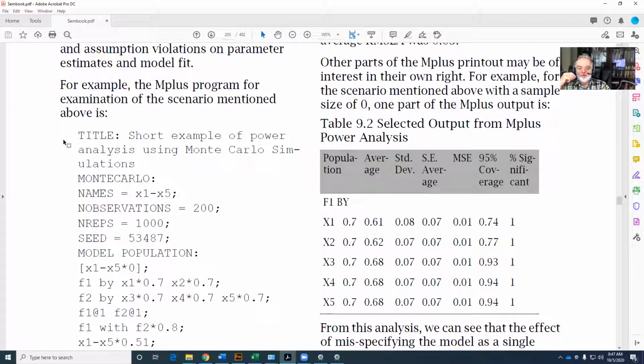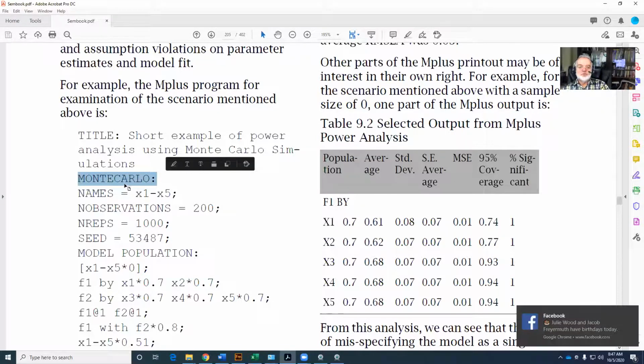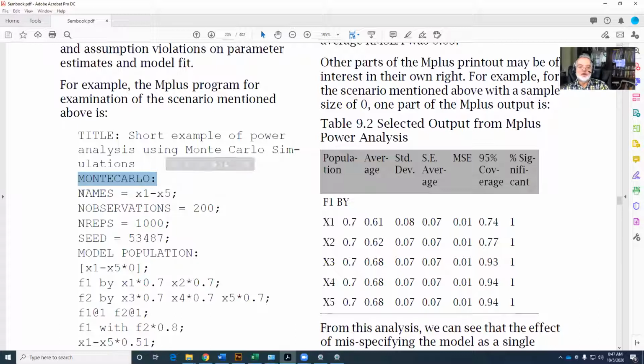And when you want to use the Monte Carlo module, you put in that, hey, Monte Carlo means I want to investigate an unreal scenario here. It's not real data. And we start by saying, what are the names of the variables I want to do in my simulation? And how many observations are going to be present in the data set? N reps is how many times I want to replicate my data set. 1,000 is usually good enough.